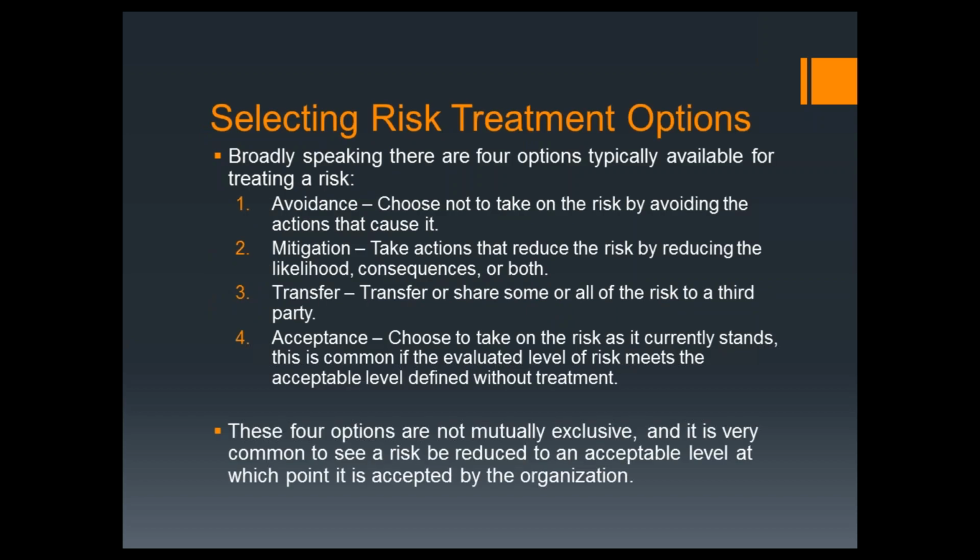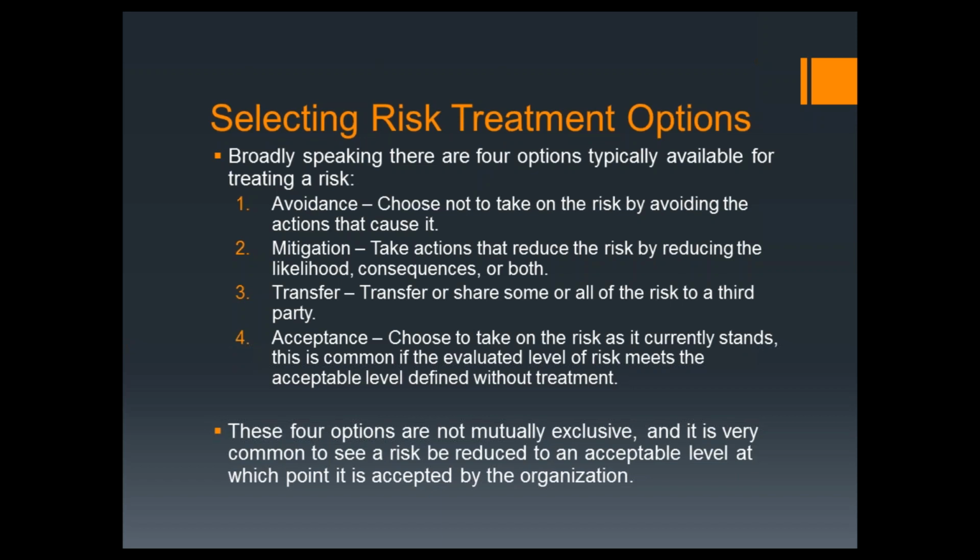Selecting risk treatment options. Broadly speaking, there are 4 options typically available for treating a risk. The first is avoidance, which is simply choosing not to take on the risk by avoiding the actions that cause it altogether. Second is mitigation. Take actions that reduce the risk by reducing the likelihood, consequences, or both. The third option would be to transfer the risk. Transfer or share some or all of the risk to a third party.